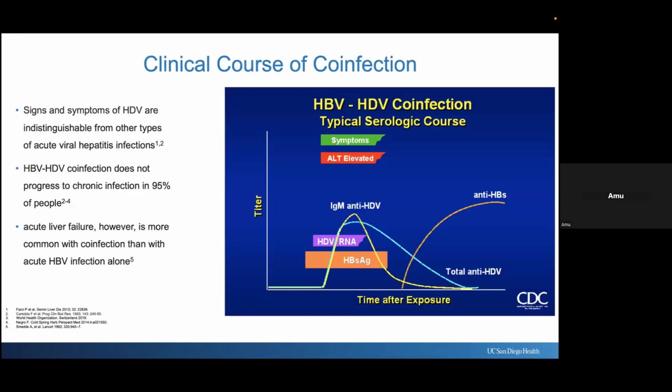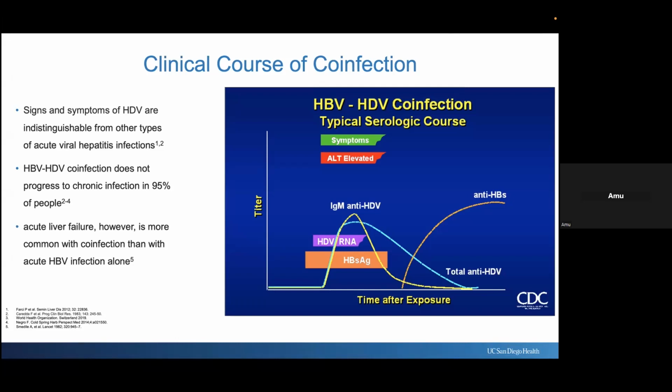So in terms of the clinical presentation, the signs and symptoms of acute hepatitis D infection are indistinguishable from other acute viral hepatitis. Symptoms typically occur 3 to 6 weeks after an infection, and the clinical spectrum can range from mild to fulminant hepatitis. For most people with hepatitis B and D co-infection, the disease usually has a self-limited course, and less than 5% of people who are co-infected will go on to have chronic hepatitis D infection.